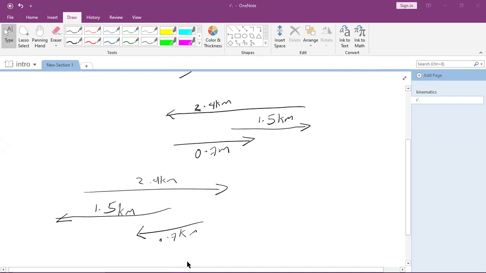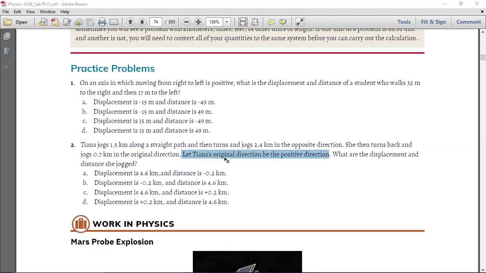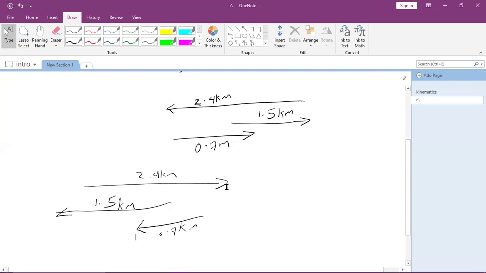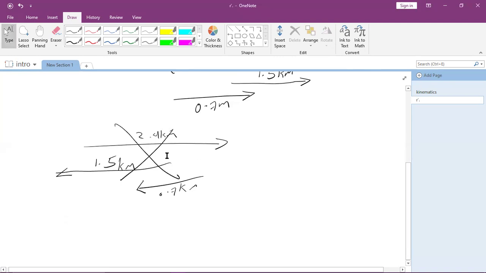Now, imagine someone drew his this way, and another person drew his the other way around. But if you had paid more attention, the question says let Tiana's original direction be the positive direction. By this, you are being told that it must not be in the negative direction. Our original direction has to be in the positive side, meaning it has to be in the east lane. So you will clean all this you drew here, and redraw it like this.